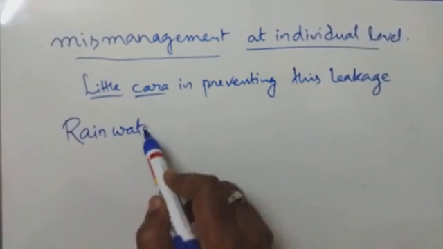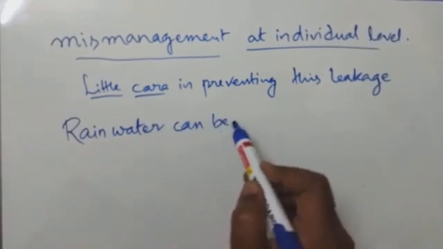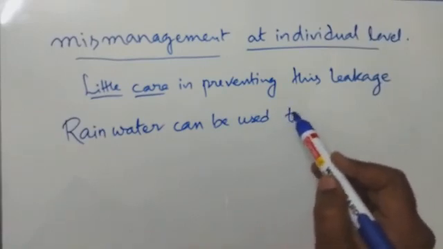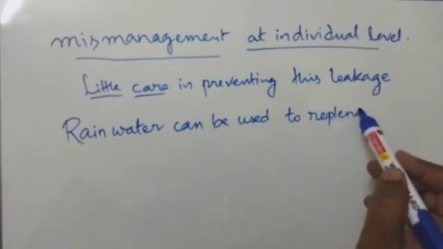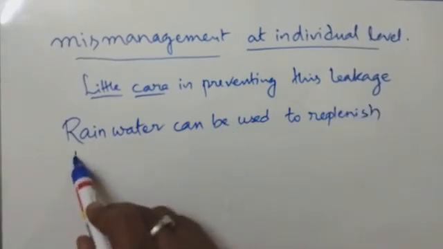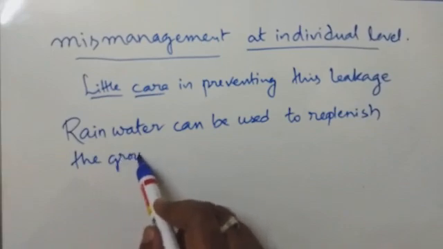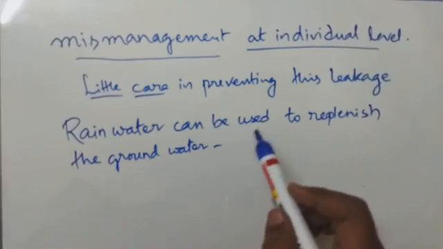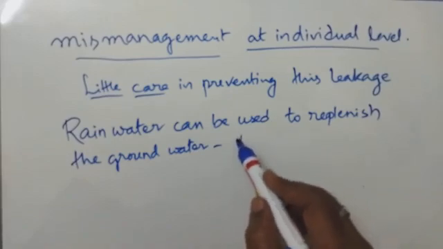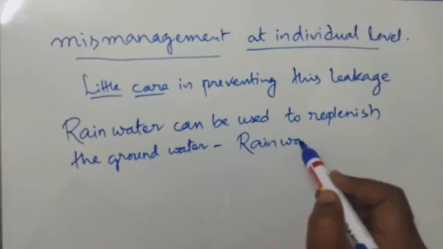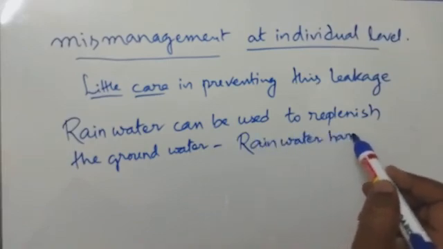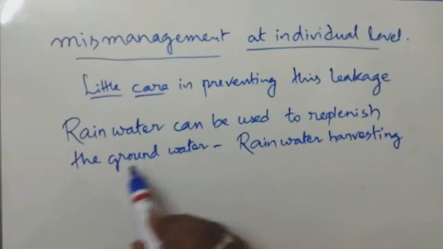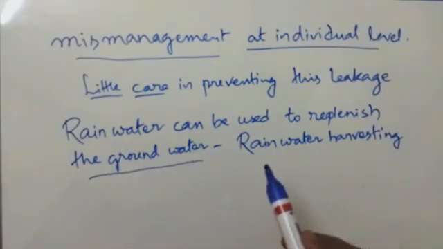Rainwater can be used to replenish the groundwater table. This is known as rainwater harvesting. So, using the rainwater to replenish the groundwater is known as rainwater harvesting.